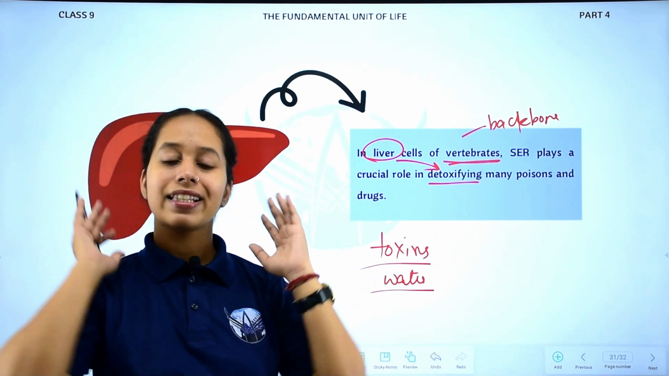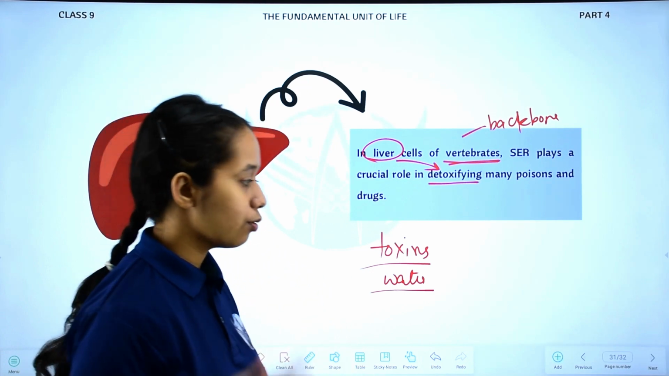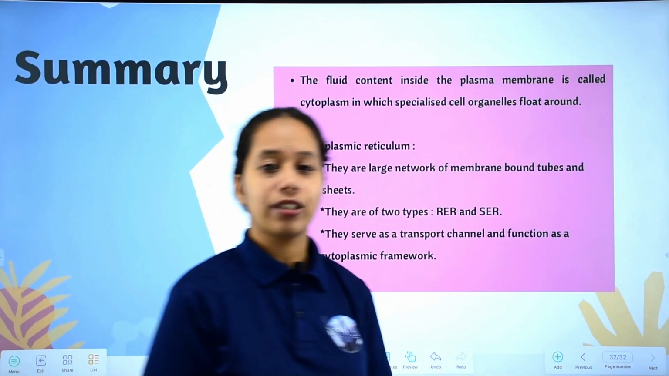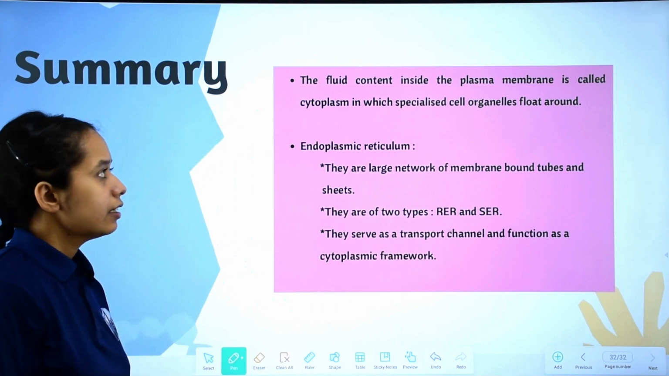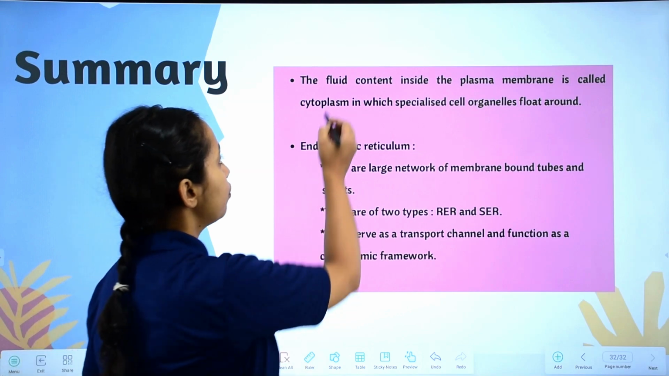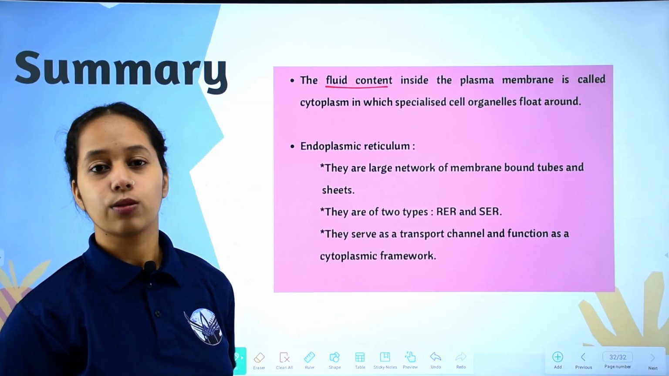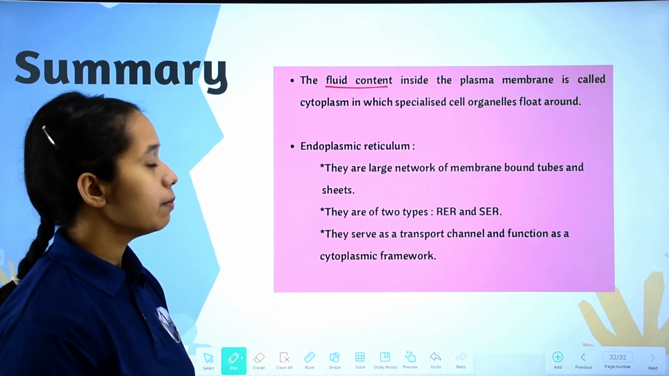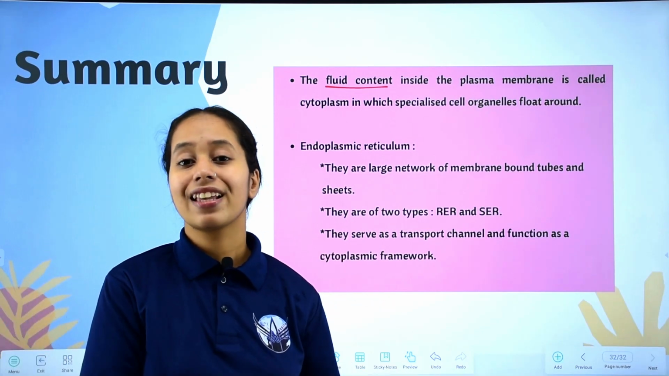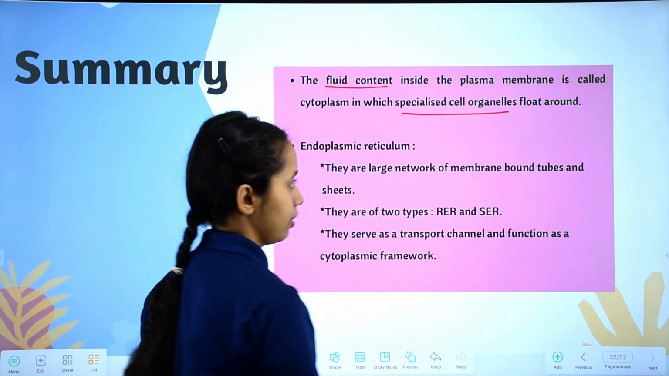So this is everything about ER, that is, the endoplasmic reticulum. Let us do a quick summary of what we learned in today's class. First, we learned about cytoplasm. What is cytoplasm? It is the fluid content inside the plasma membrane, and this fluid content is known as cytoplasm. It contains a lot of specialized cell organelles.